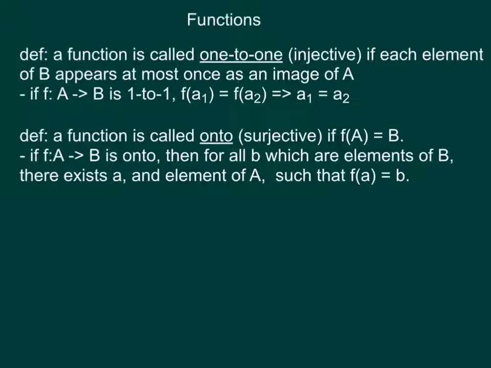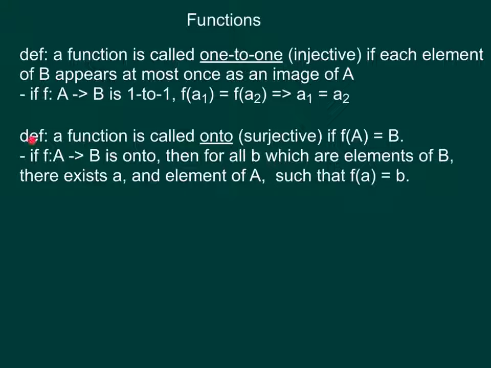A function is called one-to-one, also injective, if each element of B appears at most once as an image of A. In other words, everything in B can have at most one arrow, one thing mapping to it. So that means if you have a function from A to B and it's one-to-one, if f of A1 is equal to f of A2, in other words, the images of A1 and A2 are the same element of B, that must mean that A1 is equal to A2. So this is the criteria we use when we do proofs.